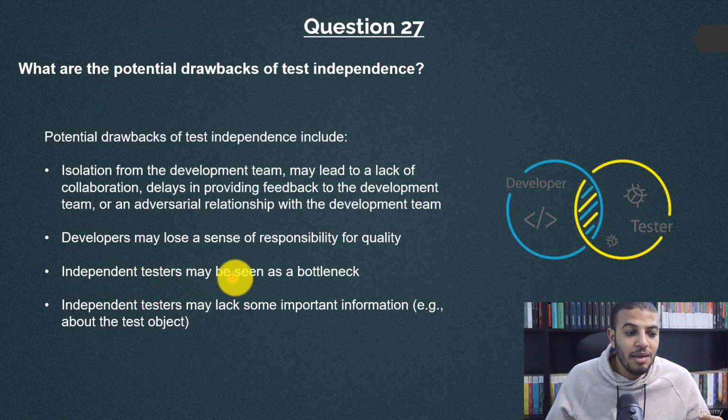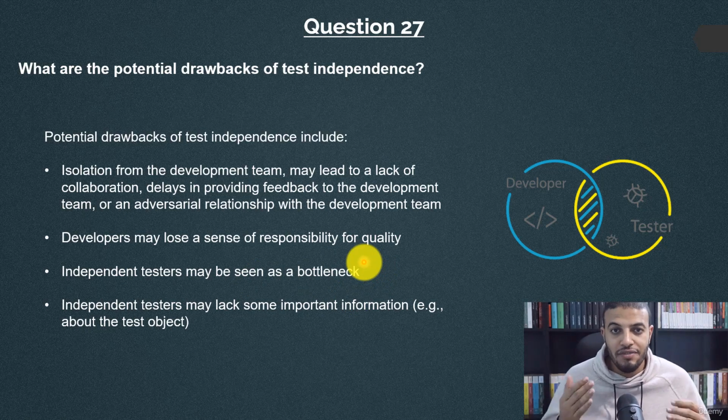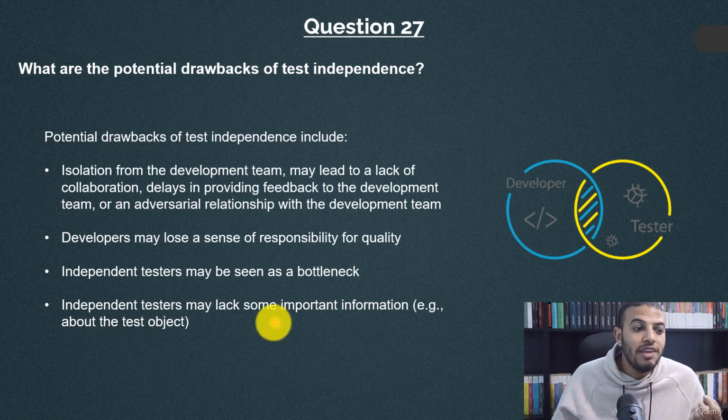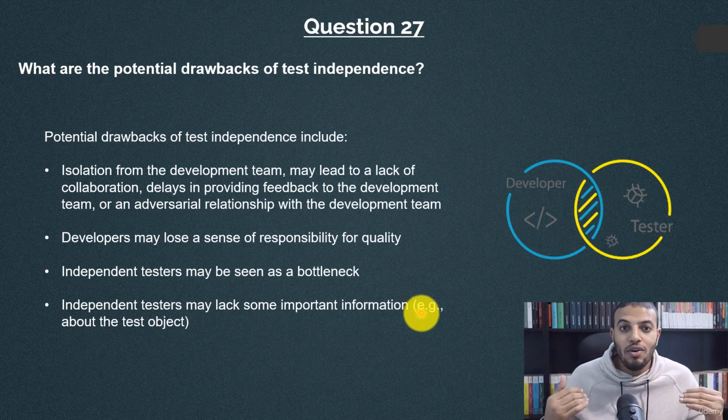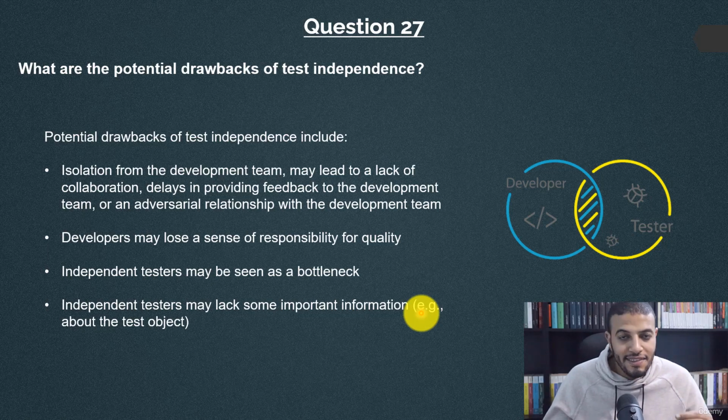Also, the independent testers may be seen as bottlenecks. So you may be blamed for the delay in delivery. Okay, the developer took, for example, 3 months to develop the software, and they tell you, okay, you have only 1 week to test this software. If testing requires 2 weeks, for example, in this case, they might tell you, okay, you are very slow and we need to deliver, you are delaying the release of the software. Also, the independent testers may lack some important information, and this is because of the lack of collaboration and communication between the tester and the development team. So like we said, is test independence a good thing or a bad thing? This depends on the project. It is not good and it is not bad.